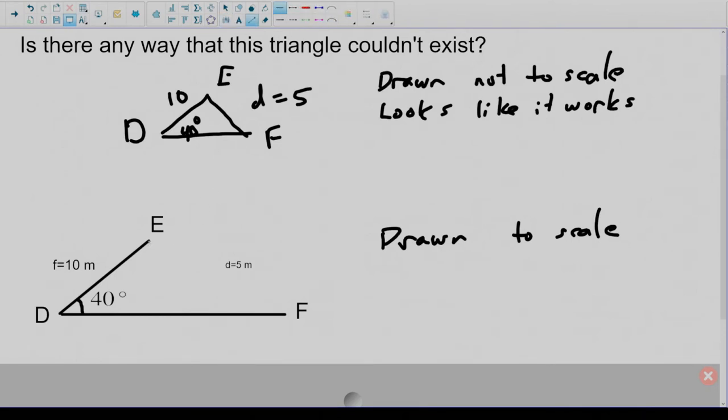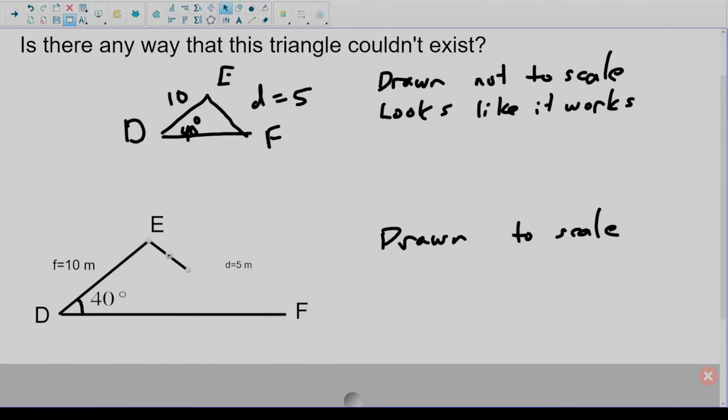But here's the problem. Because my key length is shorter than the other length given, I can't do this because it has to be shorter. Okay? That means that if I drew it at this angle, there'd be no triangle that exists. Okay? And no matter where I put it, there'd be no triangle that exists.